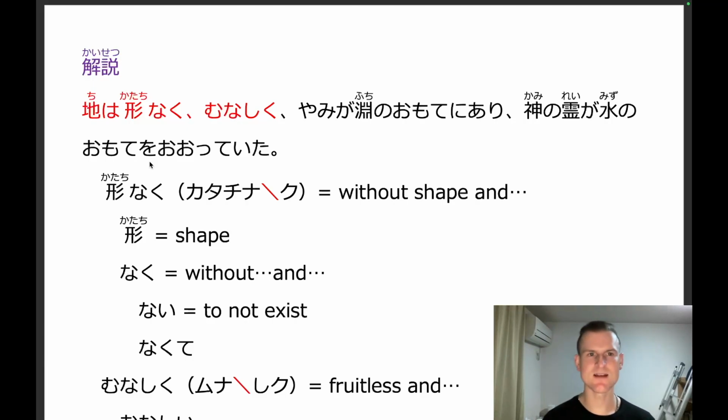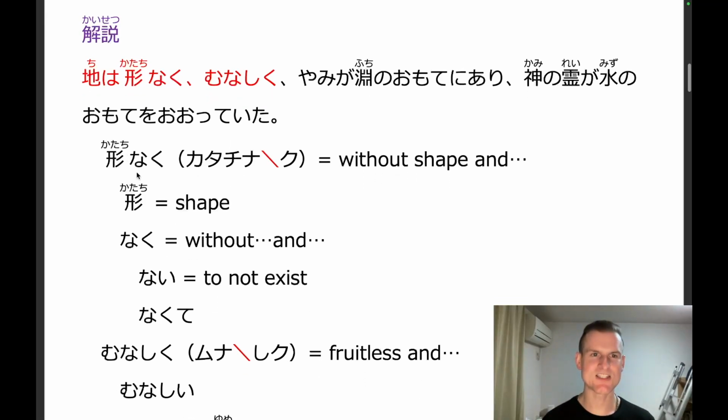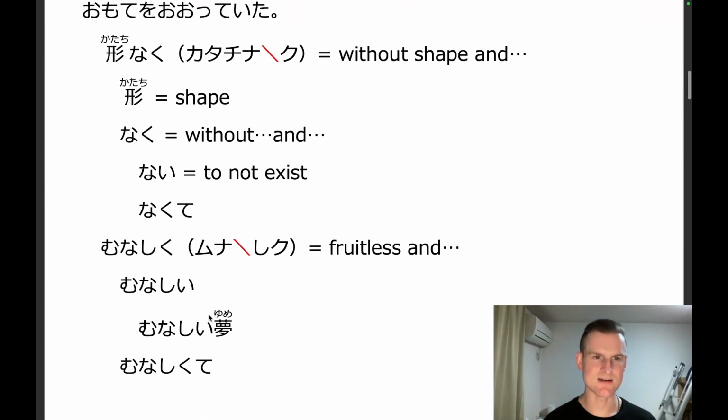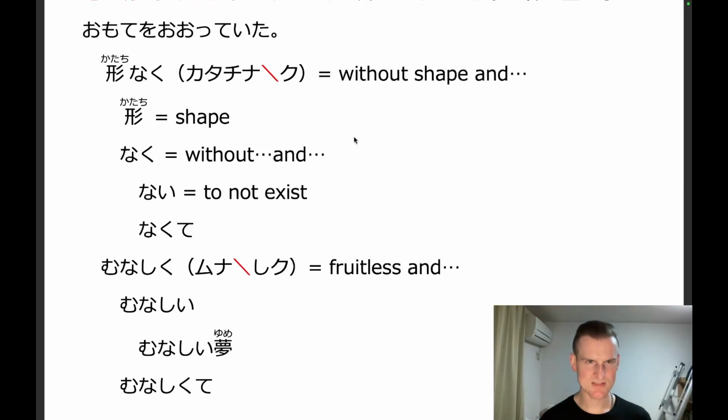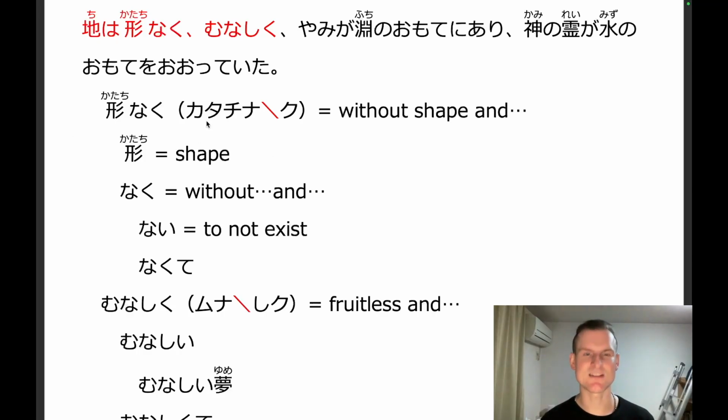Okay, so we have here katachi naku, and later down we have munashiku. These are two examples of the conjunctive ku form of I adjectives. Let's start here at katachi naku. Make sure you take a look at the accent. Katachi naku. I translated this as "without shape and."